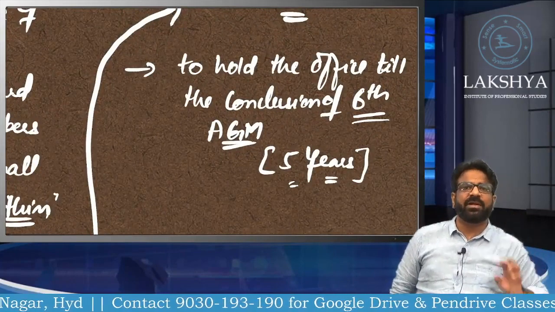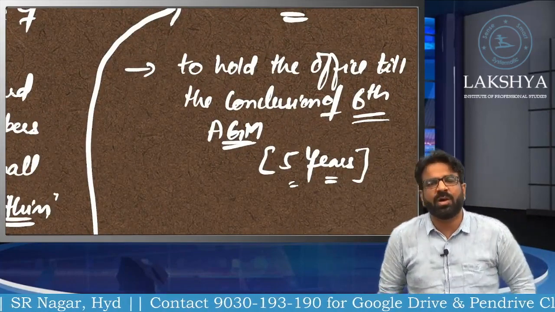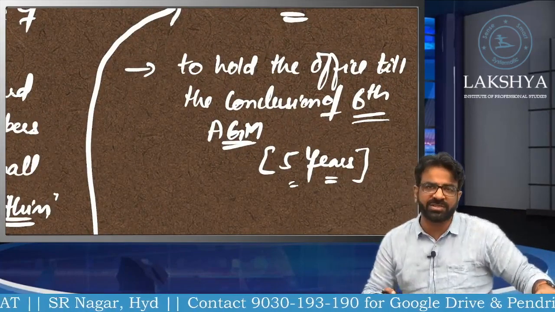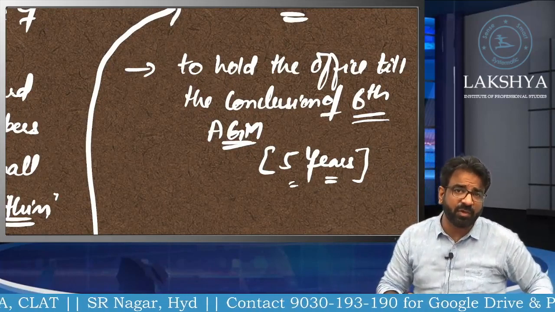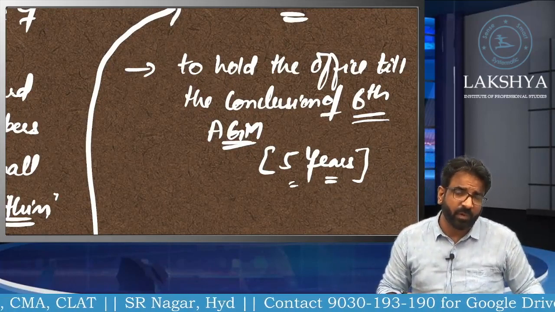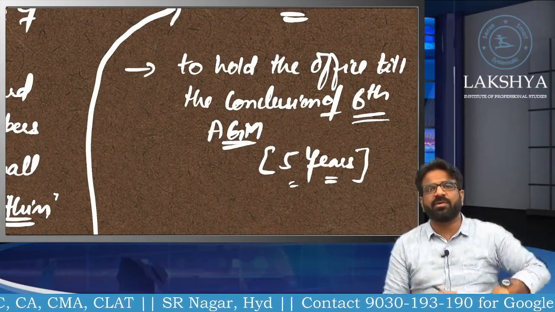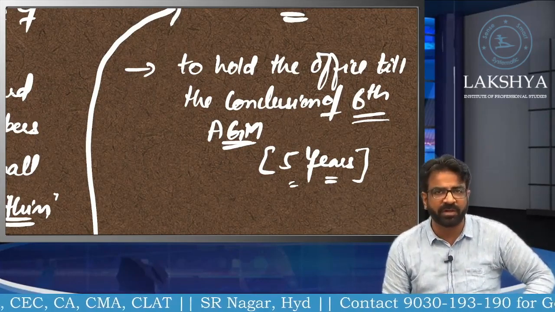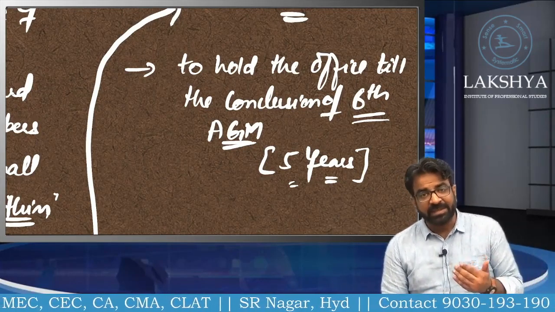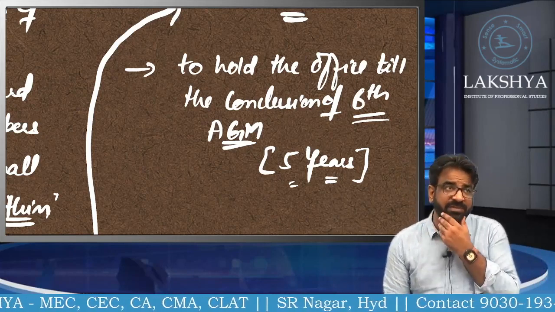Matlab, once appointed, the term is 5 years. You are not going to change the company. It means I'm not saying that you are permanently employed, only for 5 years. For the 5 years, you are going to take care of the audit assignment of your client. Everyone clear? Yes. Sir, if he is appointed, what if he is not performing well?